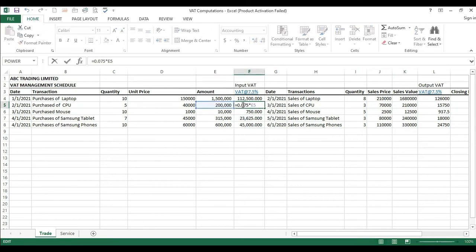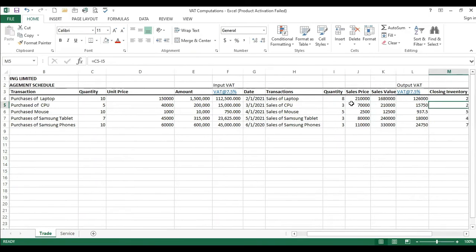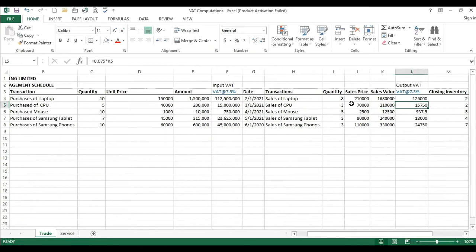The VAT on this cost is 7.5 times 200,000. They sold the CPU, they only sold 3 out of the 5. Then they sold it for 70,000. Total sales of 210,000. Now the output VAT is 15,750. So it's in the template.